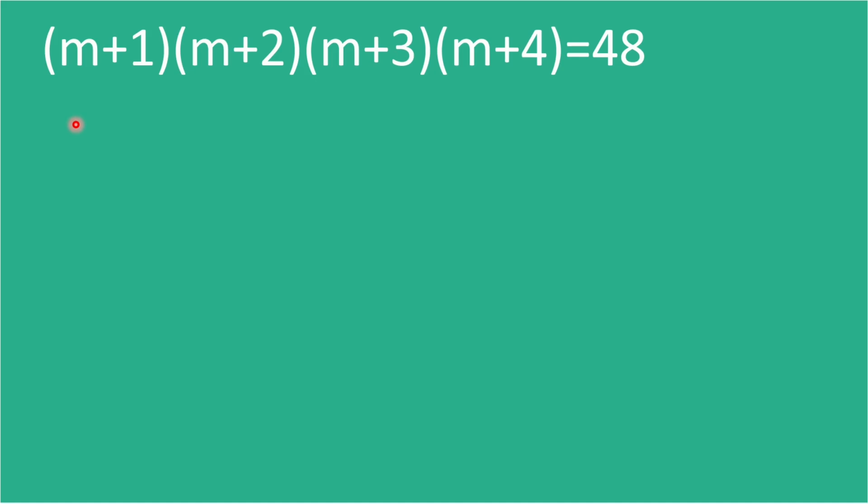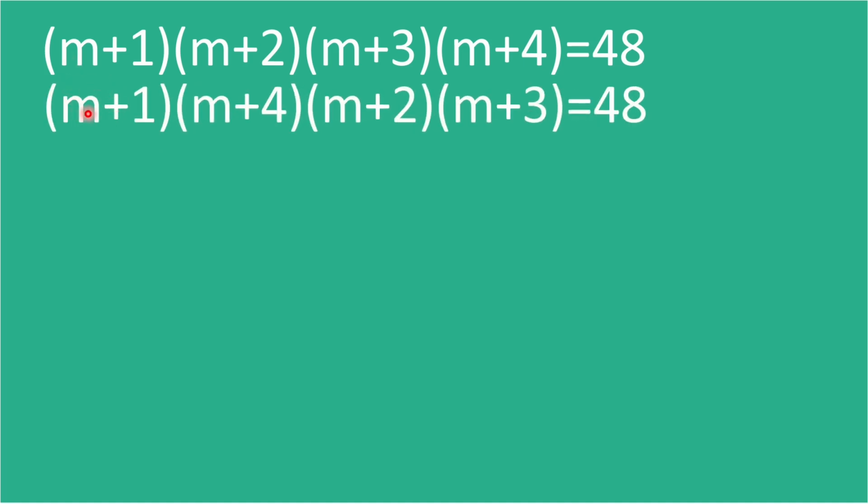Hello everyone. We have this question: (m + 1)(m + 2)(m + 3)(m + 4) = 48, and we have to solve this equation for the value of m. So let's start the solution of this question.